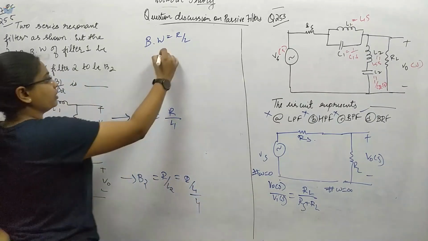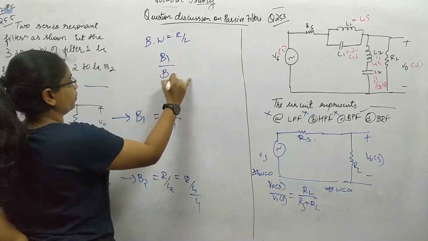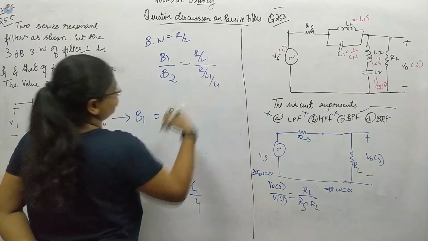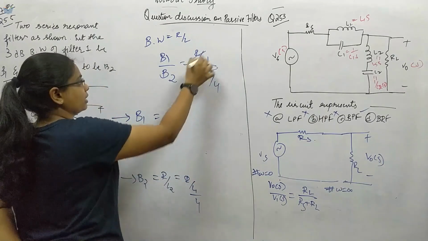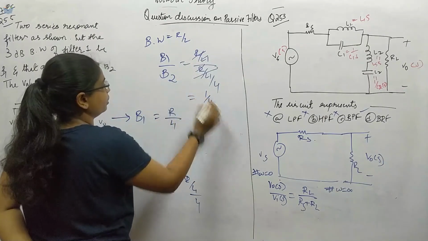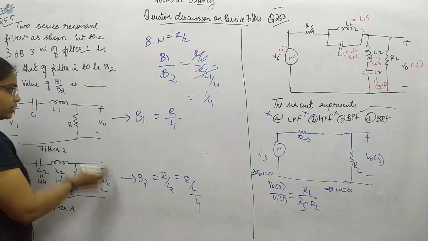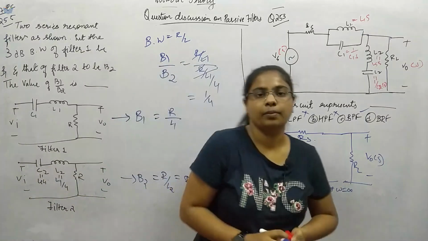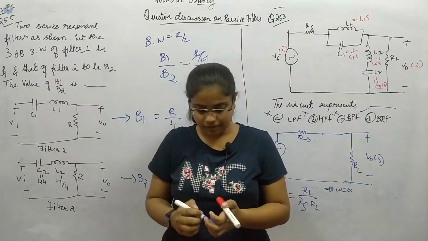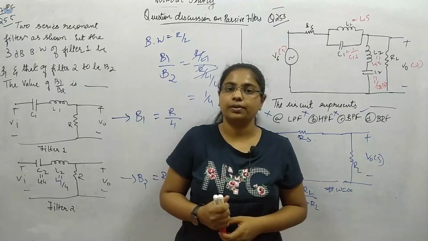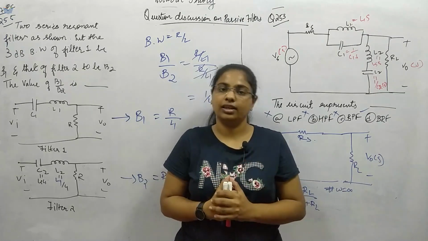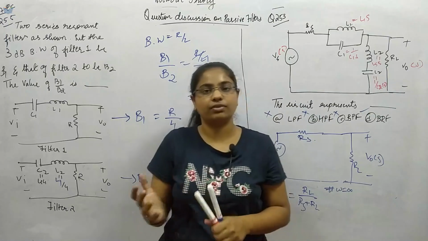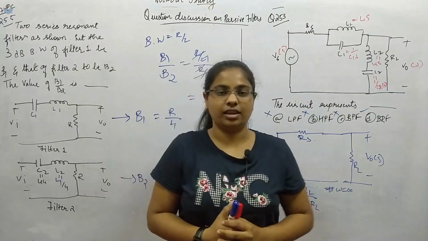So the bandwidth they have asked is B1 upon B2. So R by L1 divided by R by L1 by 4. These two get cancelled, so we are left with 1 by 4. So this is the answer for this question. You need to know what the bandwidth is for the filter. So this completes our passive filters chapter. In the next lecture, we will move on to graph theory, and one more chapter is there, that is locus diagram, and after that we are done with network theory. Thank you.